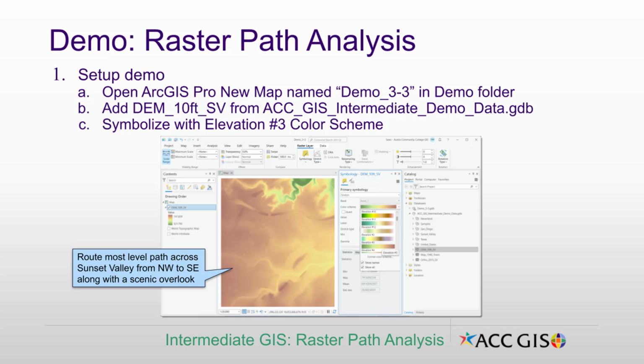First, you'll open a new ArcGIS Pro project named demo_3-3 in the demo folder. Then you'll add the DEM or digital elevation model from our intermediate demo data geodatabase. Last, we'll symbolize the DEM with the elevation number 3 color scheme.